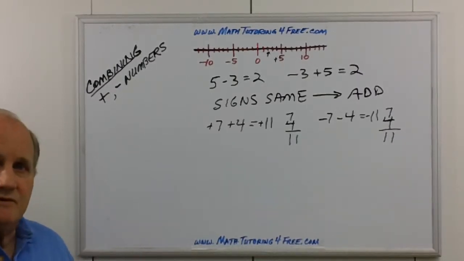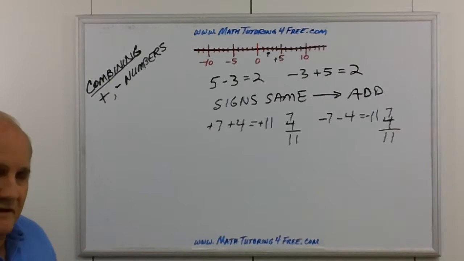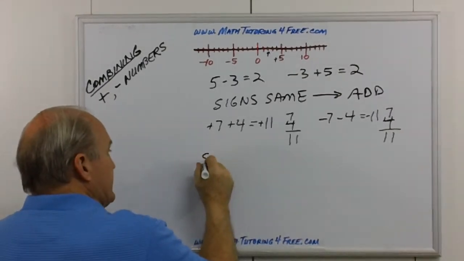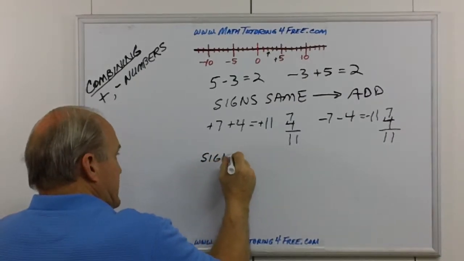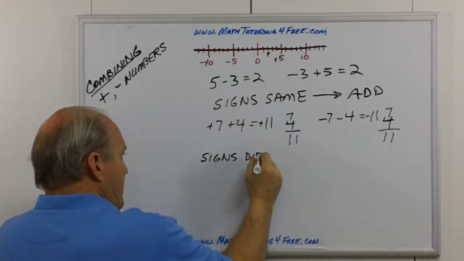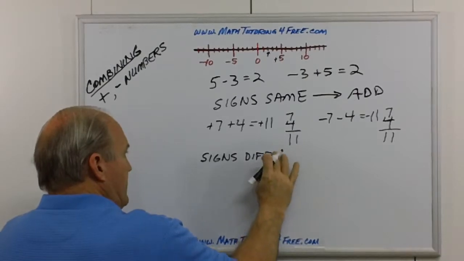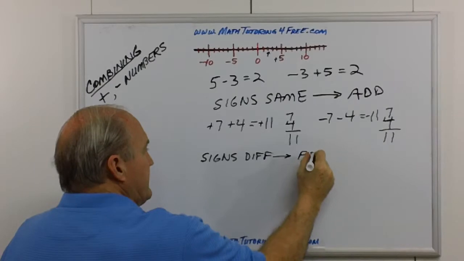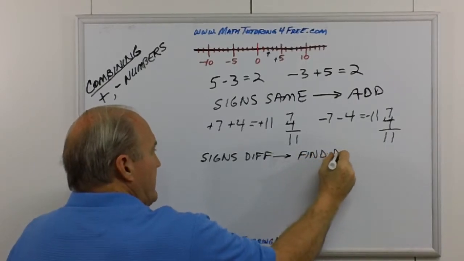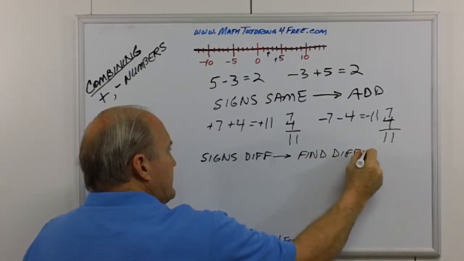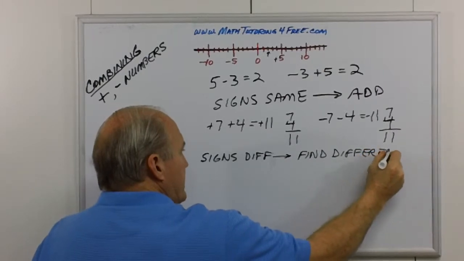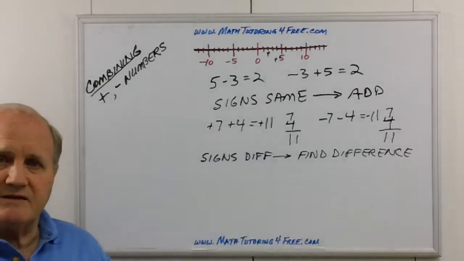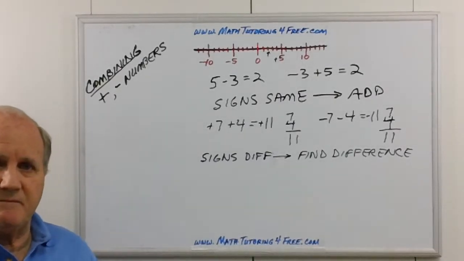The next rule is the most important one, and for them to really get a handle on, and that's when the signs are different. If the signs differ, then what I suggest is we find the difference. Now, how do we find the difference between two numbers? Well, the difference is merely where we subtract the smaller one from the larger one.